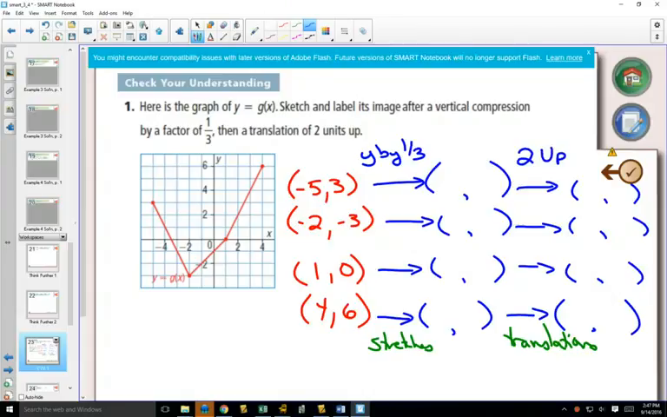Our x values are never going to get changed here, so we've got -5, -2, 1, and 4. Nothing's affecting the x's whatsoever. Our y's times 1/3 are going to be 1, -1, 0, and 2. And then 2 up is going to change this to 3, 1, 2, 4.